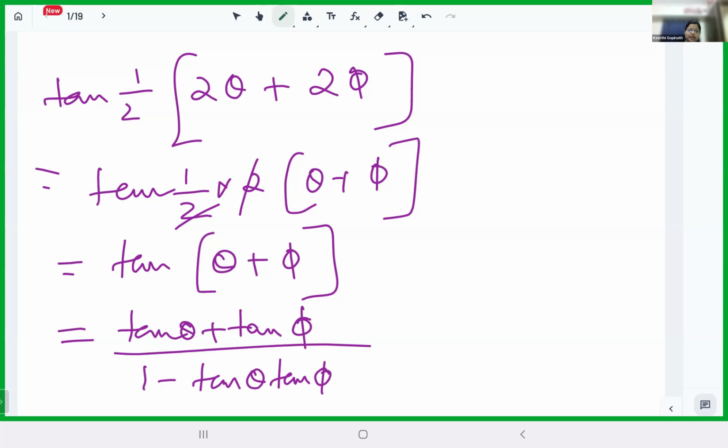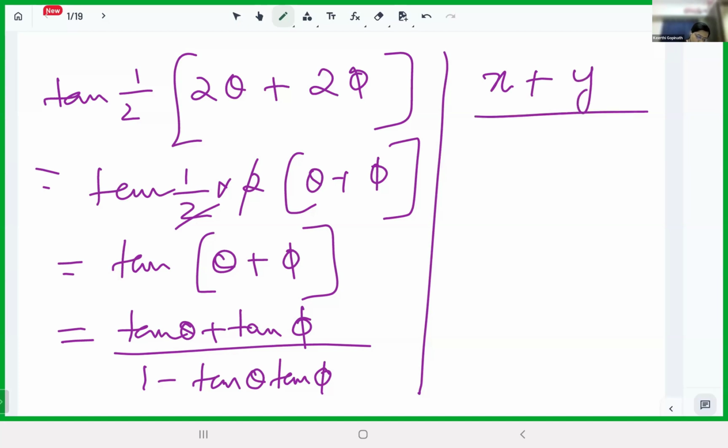We are applying the identity tan of x plus y is equal to tan x plus tan y by 1 minus tan x tan y. Here instead of x it is theta and instead of y it is phi. So tan of theta plus phi will become tan theta plus tan phi by 1 minus tan theta into tan phi. We have already given the substitution as tan theta is x, so tan theta can be written as x, and tan phi can be written as y. So it becomes x plus y by 1 minus x into y.